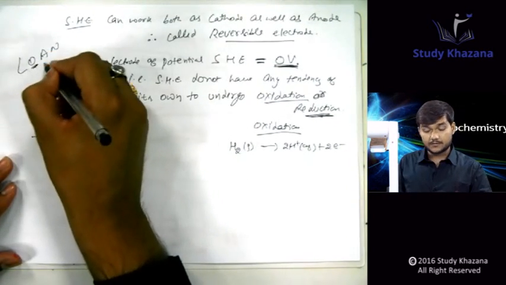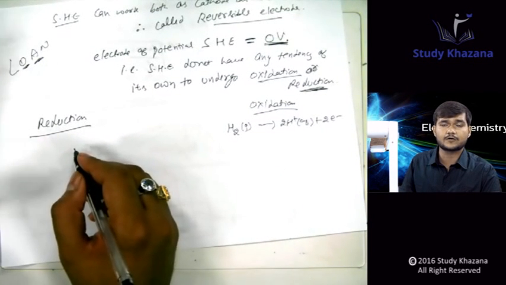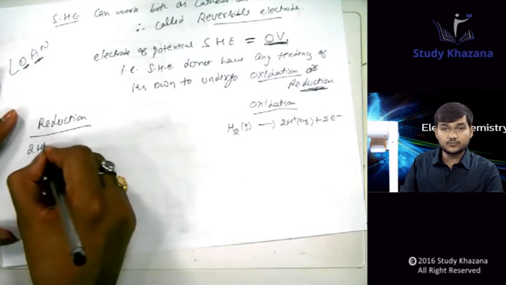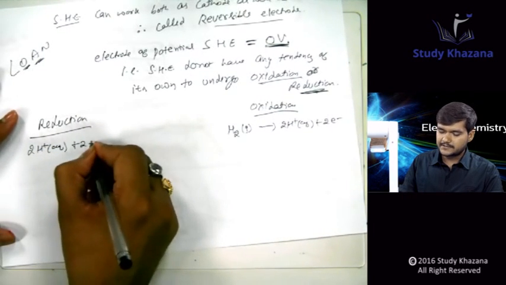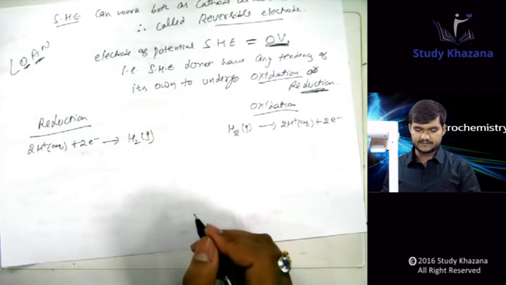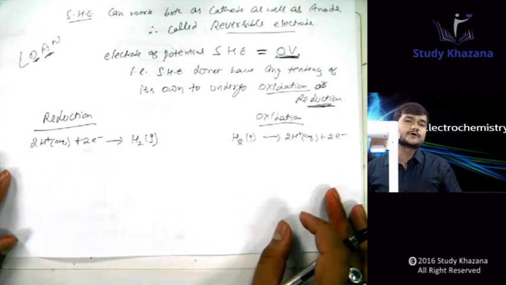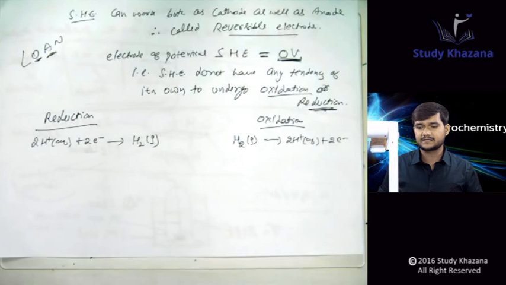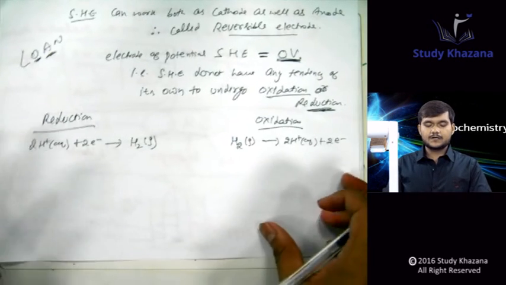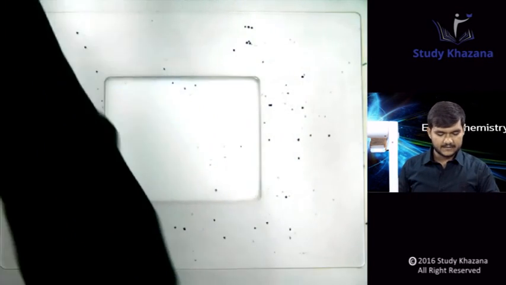Now what is the reduction half cell reaction? The reduction half cell reaction for SHE is 2H plus aqueous plus 2 electrons giving H2 gas. Okay, am I clear with you? So I have discussed why there is a need for a reference electrode, SHE. Okay. Now we will move on to the calculation part.